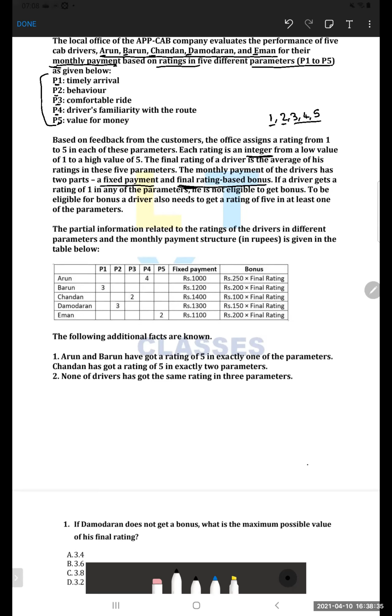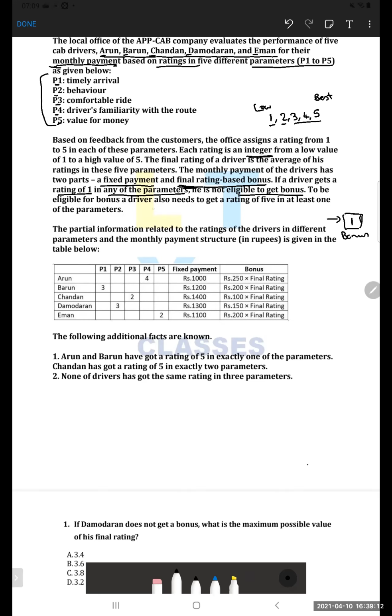If a driver gets a rating of 1 in any of the parameters, he is not eligible to get bonus. So if a driver gets a rating 1, because rating 1 is the lowest of all, 1 being low, 5 being best, any driver who gets a rating of 1 is not eligible for the bonus. Right? If he gets the worst rating in any parameter, he'll be straight away disqualified from bonus.